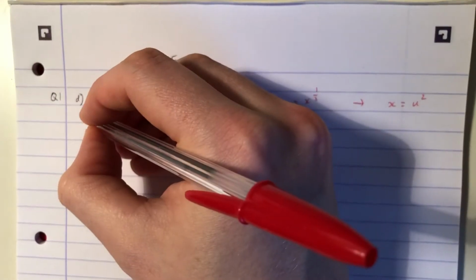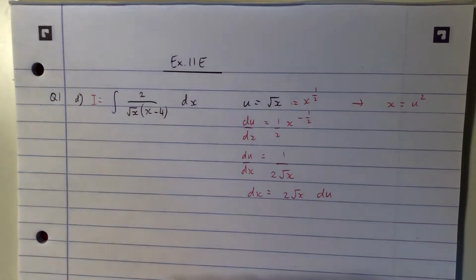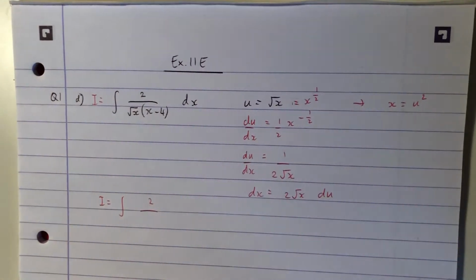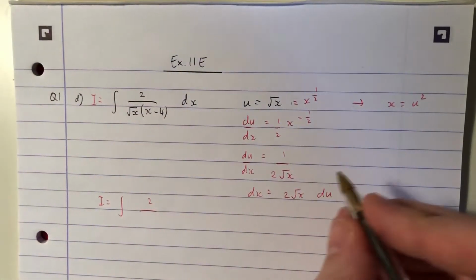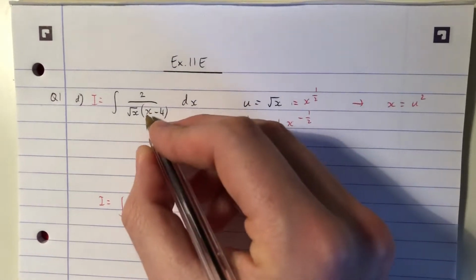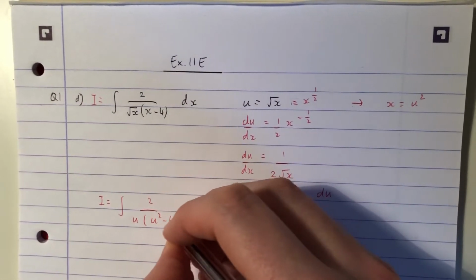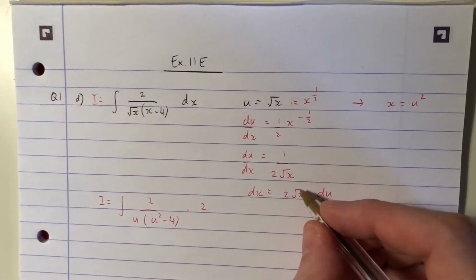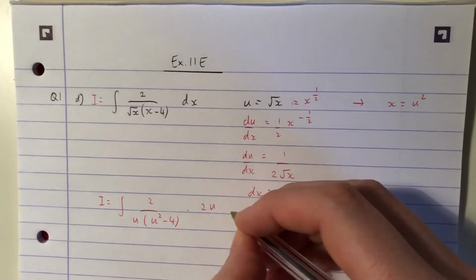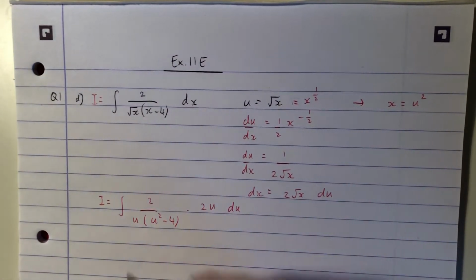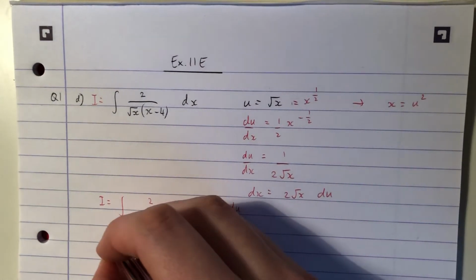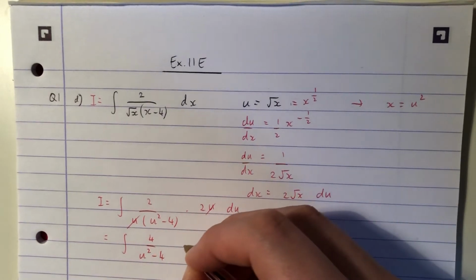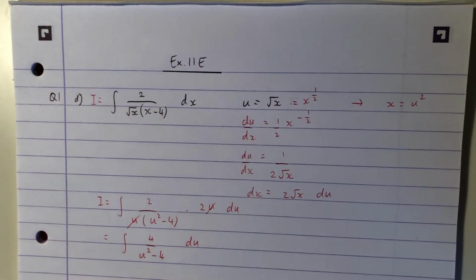And now I'm ready to do this integration, call it I, and I is equal to the integral of 2 over, make the substitutions, root x is u, x is u squared, and dx is 2 root x, well remember root x is u, so 2u du. And if you simplify, the u's disappear and you're left with integrating 4 over u squared minus 4 with respect to u.